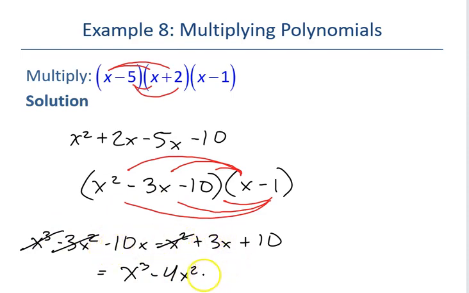Well, that's going to give me a negative 7x. Okay, well, that guy's all taken care of. And then finally, I've just got this plus 10 that's left. And so that would be what everything would look like when it's all simplified.